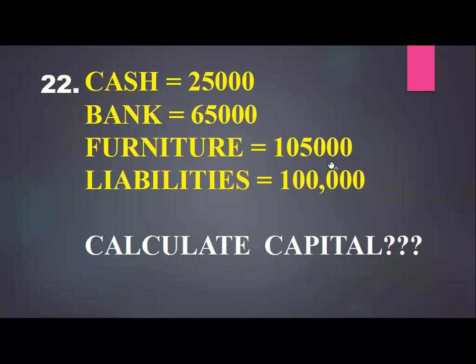In question number 22, we have values like cash 25,000, bank 65,000, furniture 105,000, liabilities 100,000. Now you have to calculate the capital.